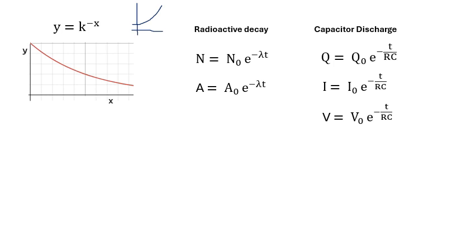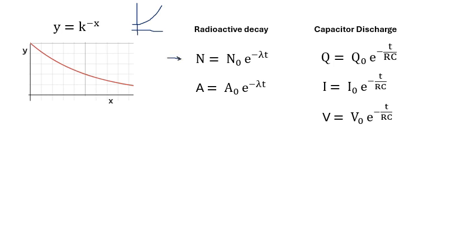It's all exponential decays. And the two examples we do are radioactive decay and capacitor discharge. Okay, those are two exponential decays. In OCR, there's actually a couple of other exponential functions as well. I'm going to talk quite a bit.